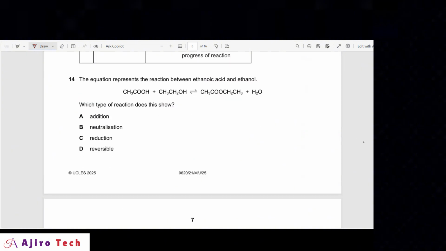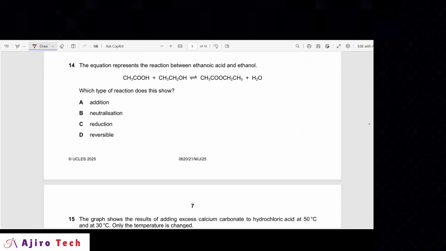All right. Question 14. The equation represents the reaction between ethanoic acid and ethanol. What type of reaction does this show? Definitely not addition reaction, because addition reactions give one product. Not neutralization as well, because that needs an acid and a base or an alkali. It's not reduction. It's reversible. You see this? So it's a reversible reaction.